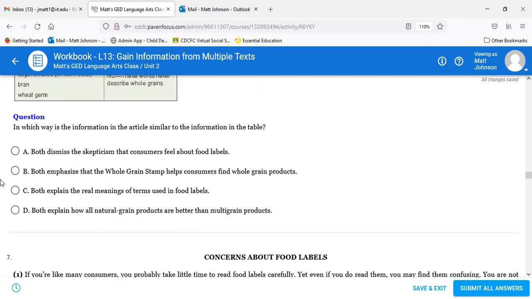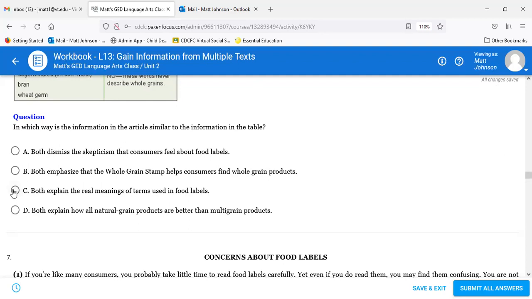B, both emphasize that the whole grain stamp helps consumers find whole grain products. C, both explain the real meanings of terms used in food labels. D, both explain how natural grain products are better than multigrain products. B. C is in cat here.